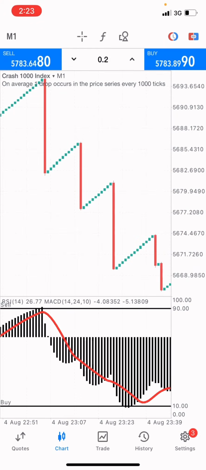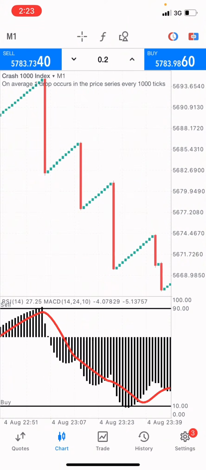In this video, I'm going to share with you and teach you how you can trade the Crash 1000 index using a price action strategy. Alright, so if you want to learn how to do this, then stick to the end of this video so that you can get every detail that I'm going to explain.